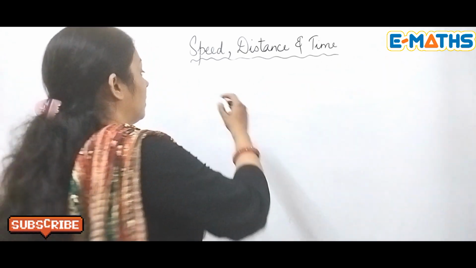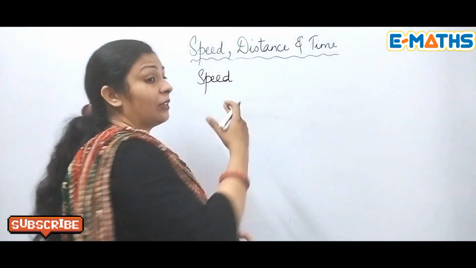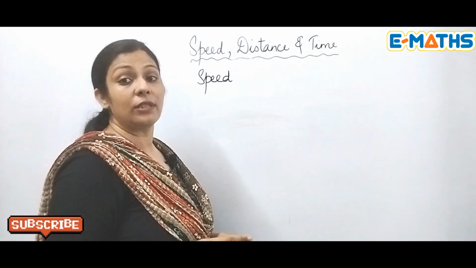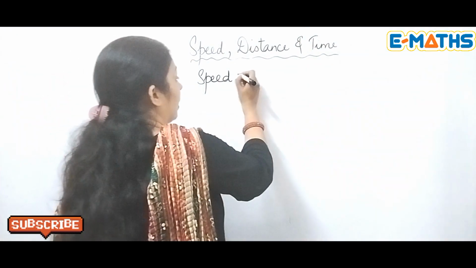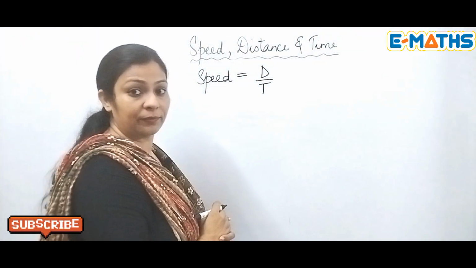I'm going to tell you how speed, distance and time are all interrelated. First, I'm going to tell you the formula for speed, how you can calculate the speed of your vehicle if you know your distance and time. The formula to calculate your speed is distance upon time.